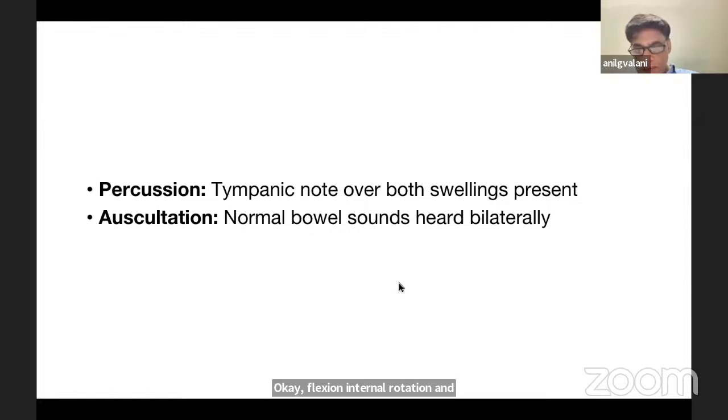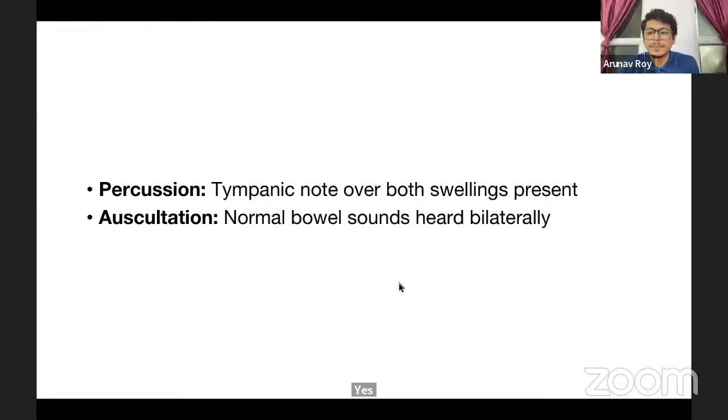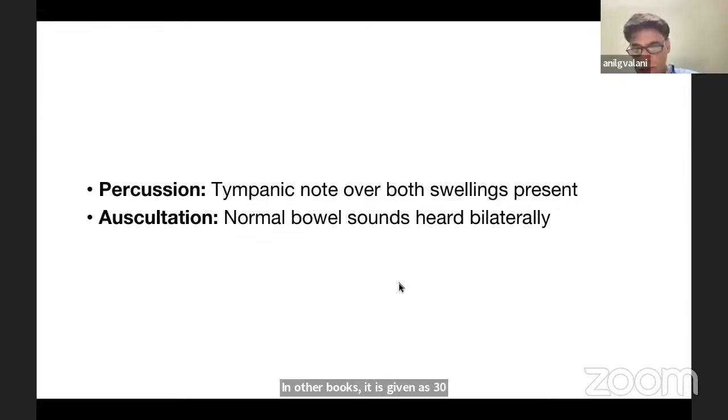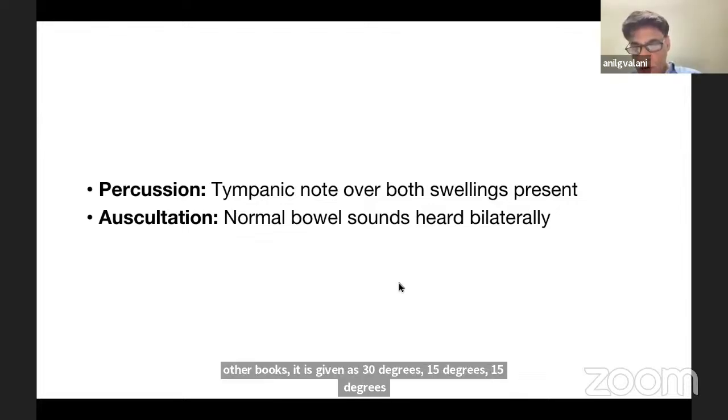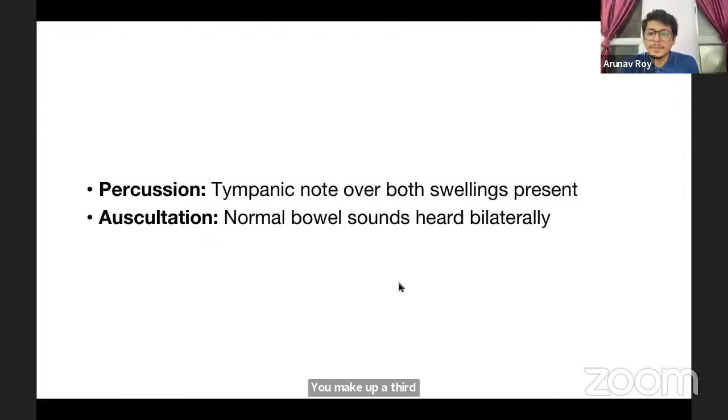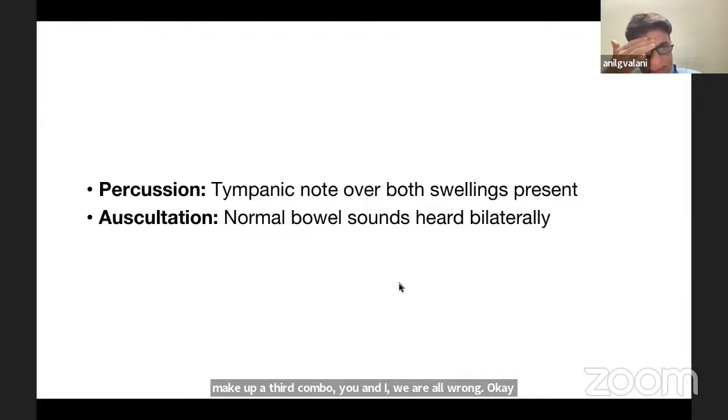Yes, sir. In some other books it is given as 30 degrees, 15 degrees, 15 degrees. You follow any one of these two, you are right. You make up a third combination, you and I, we are all wrong. Okay, proceed then. So that is one thing. Then just show that slide.